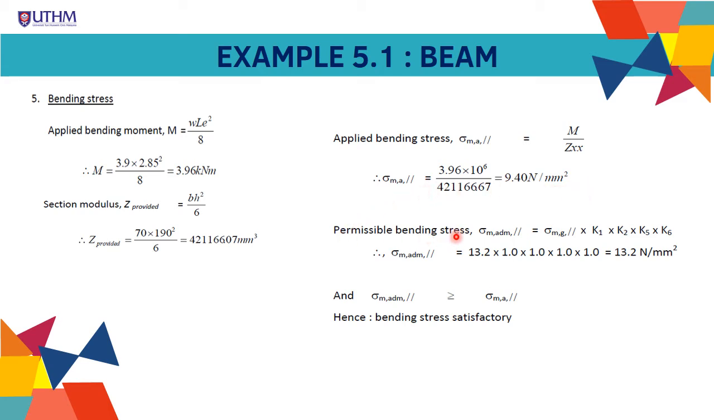For permissible bending stress, we take the bending stress obtained from the table, times all modification factors, K1, K2, K5 and K6. So we get 13.2 Newton per millimeter square. We compare applied bending stress with the permissible bending stress. The bending stress is satisfactory since the permissible bending stress is more than the applied bending stress.